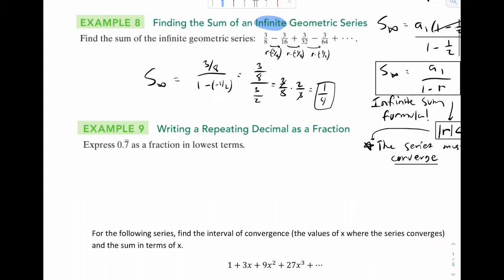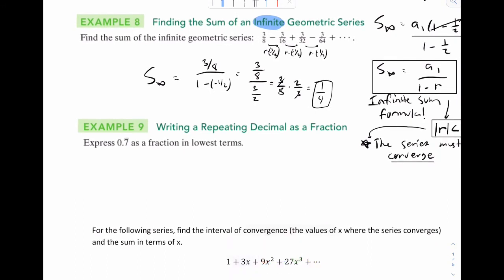Let's try this one. Express 0.7 repeating as a fraction. So this is kind of a cool question because all of you know what 0.7 repeating means. It means 0.7 forever. So now let's think of it as a series. What if I thought of this as 0.7 plus 0.07 plus 0.007 and so on?